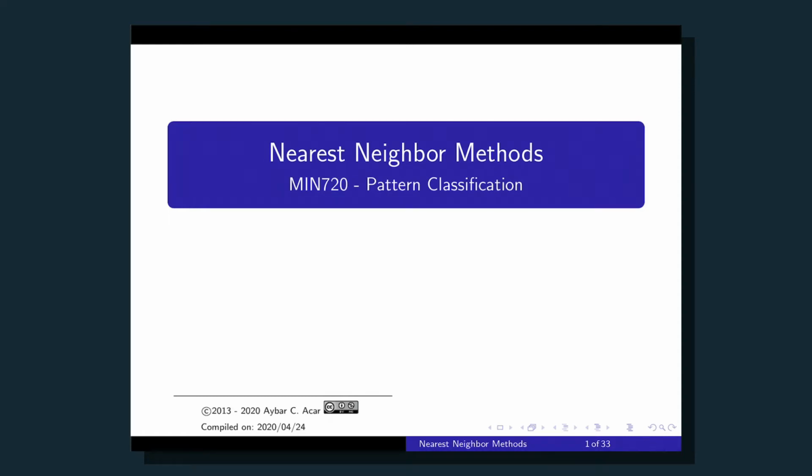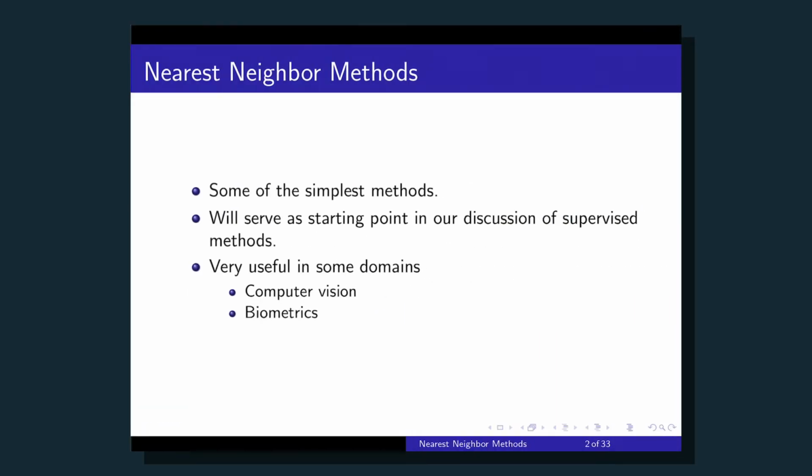Today we're going to talk about nearest neighbor methods as part of our pattern classification course. Nearest neighbor methods are some of the simplest methods of classification and regression, and they will also serve as an entrance to our discussion of supervised methods. We'll continue on discussing different supervised methods like SVMs, decision trees, artificial neural networks, etc.